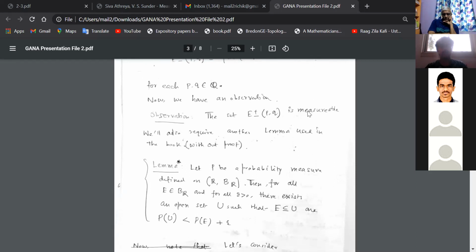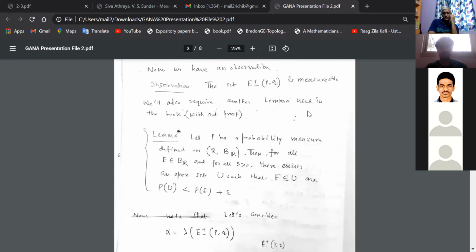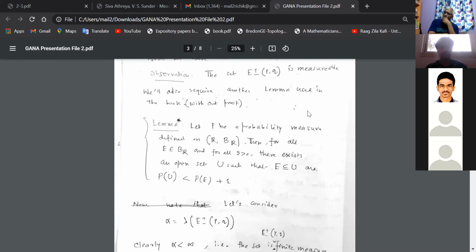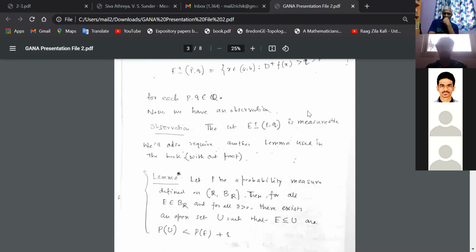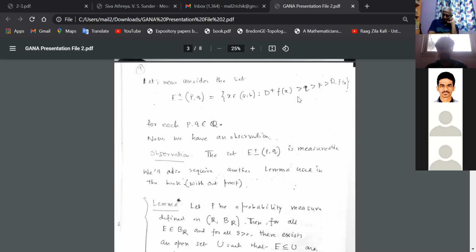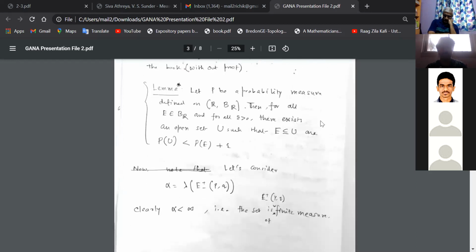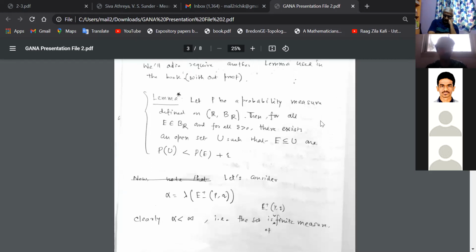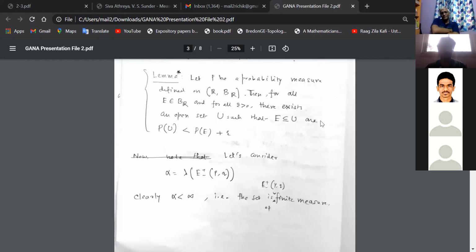Now we have an observation. The set E_{+-}(p,q) is measurable. To show this is measurable, we need to show that the set where D^+ f(x) is greater than q, and the set where D_- f(x) is less than p, are each measurable individually, so their intersection is measurable. Now we need to use another lemma from Shiva and Atreya, which I didn't prove here because we are just using this lemma.